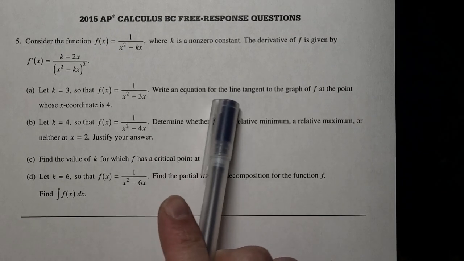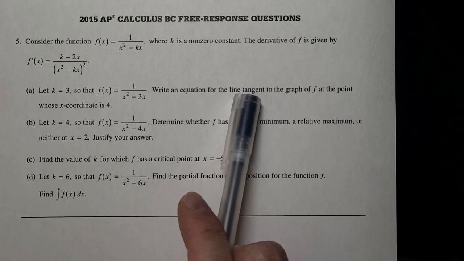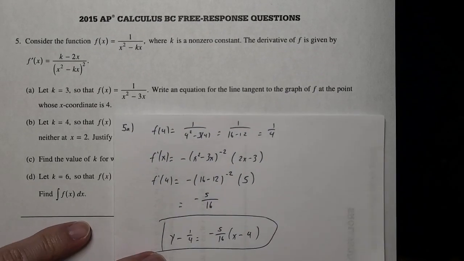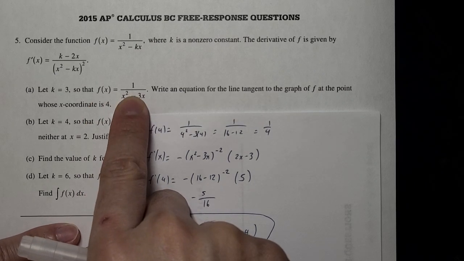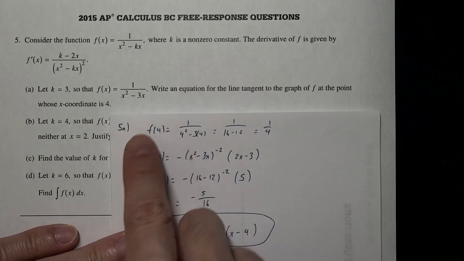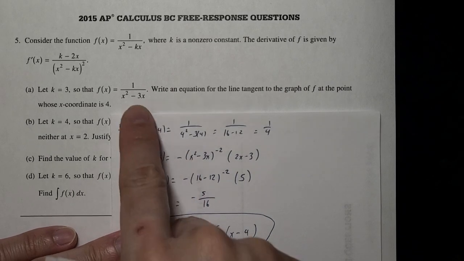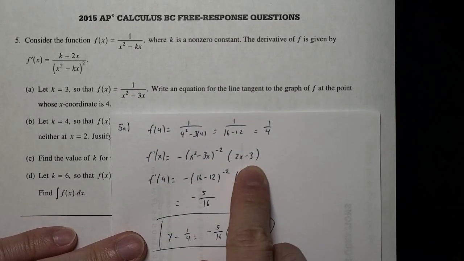So we need the equation of the tangent line. So first we need the slope of the tangent line. And what's the slope of the tangent line? It's the derivative. Okay, so I think we could have used that, but I just directly used this to find f prime. I can write this as x squared minus 3x to the minus 1 power. So power rule first, and then chain rule.